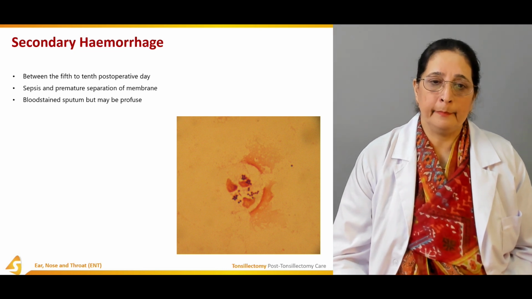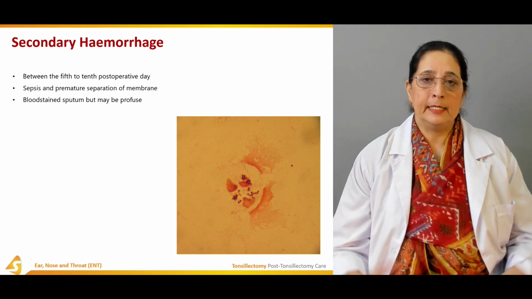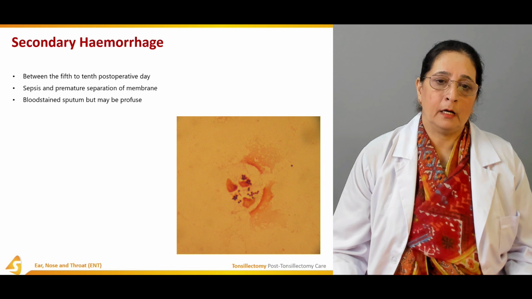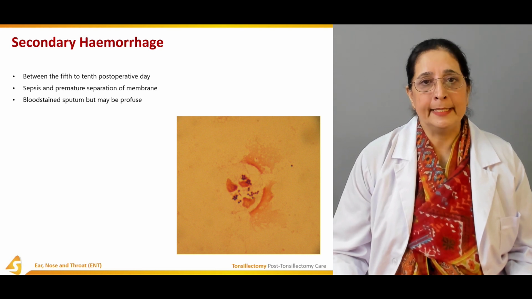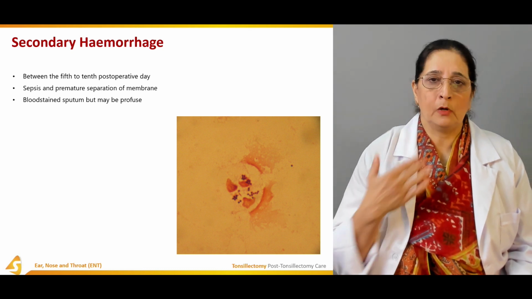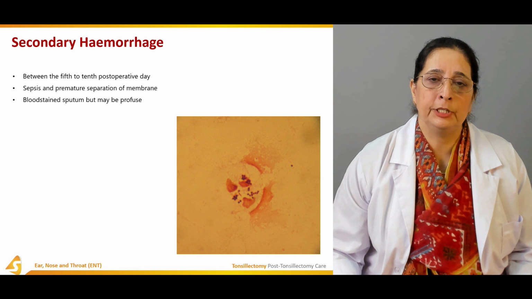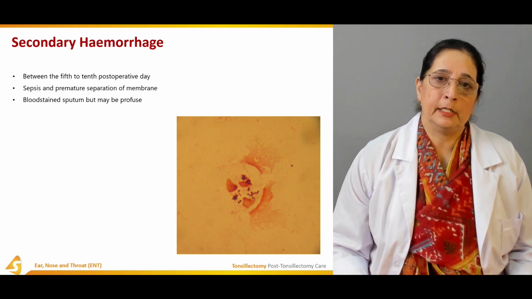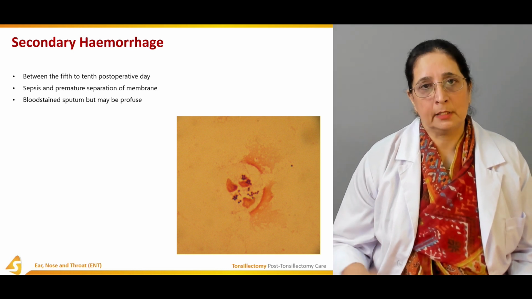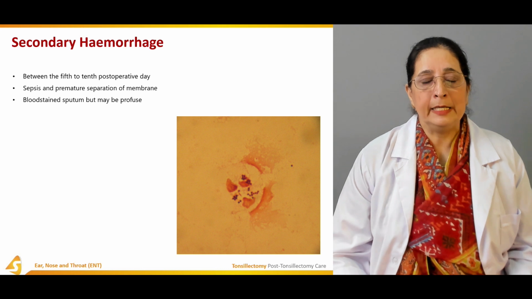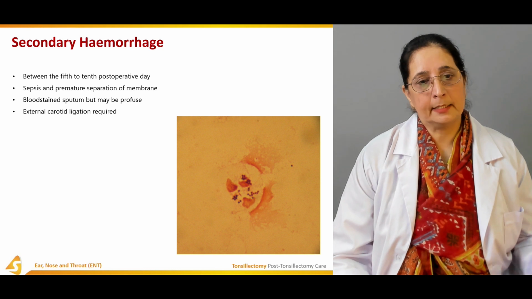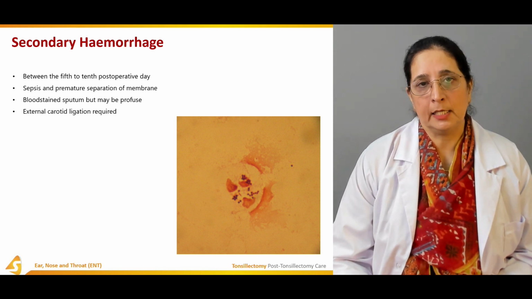Blood-stained sputum, but may be profuse. This hemorrhage may be just blood in the sputum, or it may be profuse heavy bleeding. Blood-stained sputum is very common after tonsillectomy because the procedure is performed in the neck. So after the tonsillectomy, usually the patient comes with blood in the sputum for a while. So it's common, but if it's a profuse bleeding, then we can label it as a secondary hemorrhage. External carotid ligation is required.